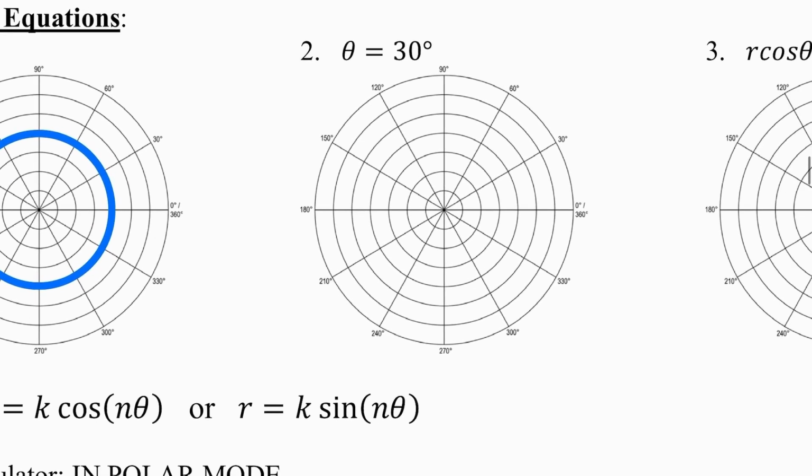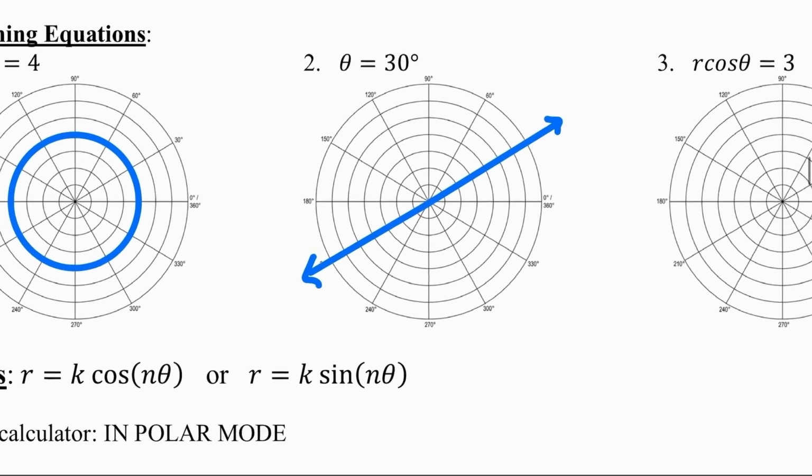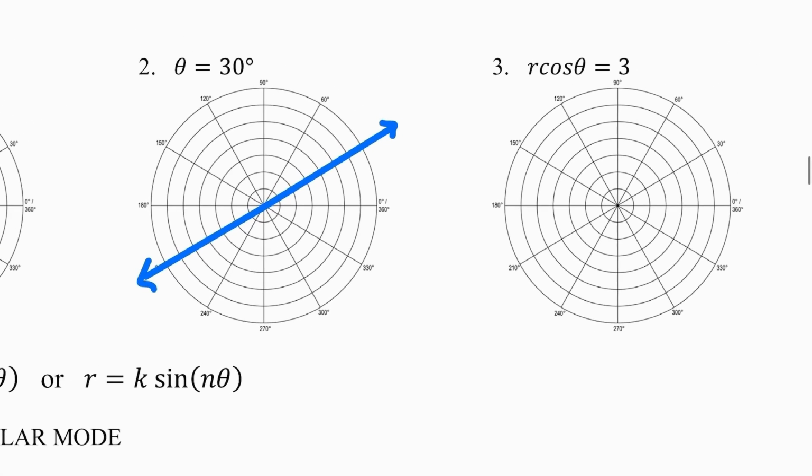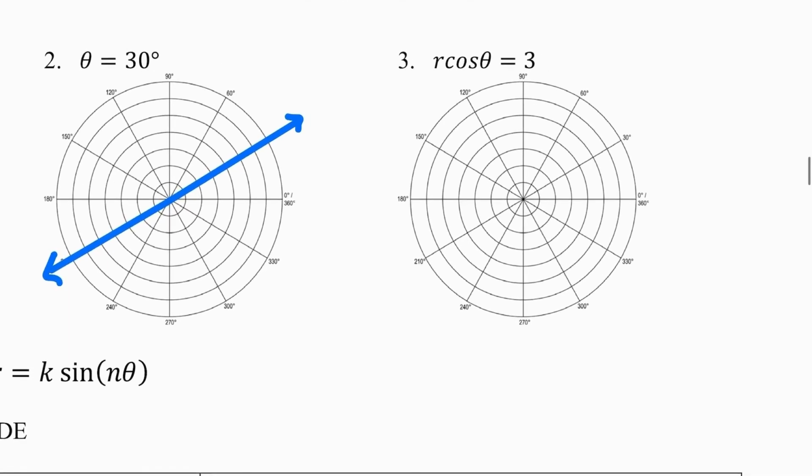Theta equals 30 degrees means that it's every radius point that's 30 degrees. So like all the positive radii would look like this. All the negative radii would look like this. So it ends up just being a diagonal line. And if you wanted to, you could convert it like what we did earlier and figure out what the slope of that line is.